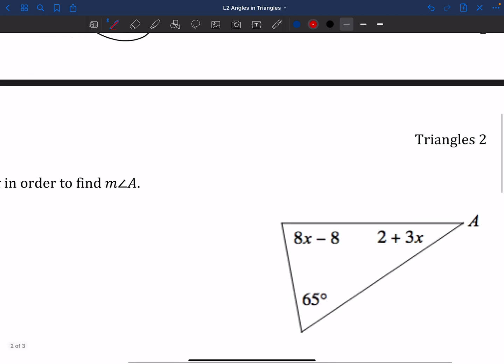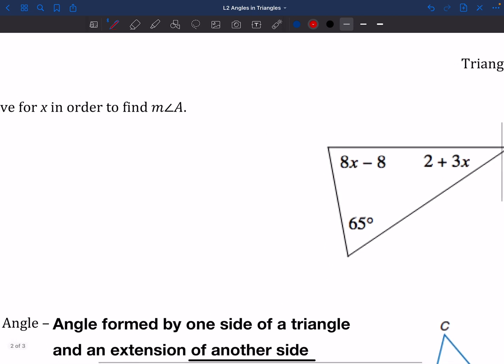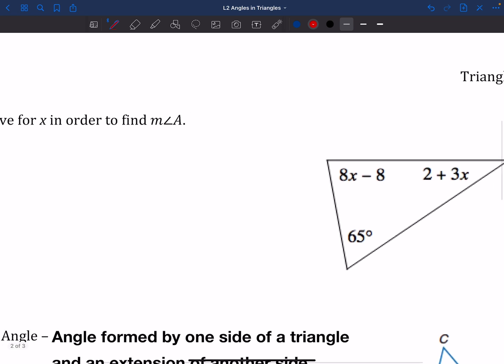Okay, so we're going to flip on to the second page there. We're going to try out another one that's pretty similar. Looks a little bit worse, I know, but the idea is the same. So what I'd actually like you to do is pause here, give it a shot, see if you can figure out what x is.